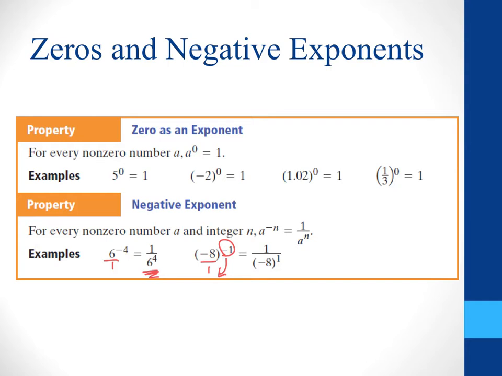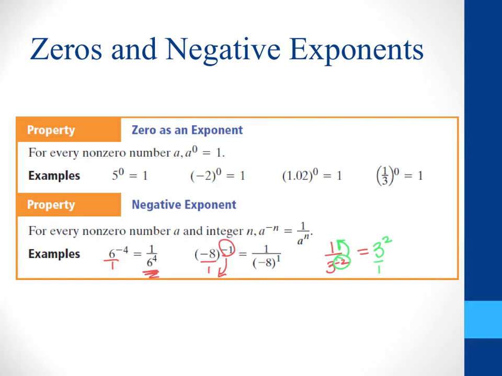Now this also works in the sense that if I have 1 divided by, let's say, 3 to the negative 2nd, I can think of that negative exponent saying, hey, I don't belong in the denominator, I actually belong in the numerator. So this is really going to become 3 to the power of 2, and you could write it over 1 if you wanted to.